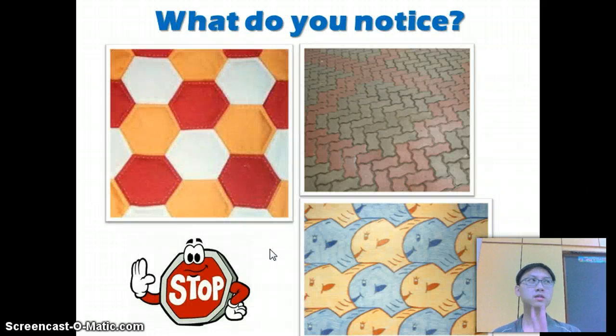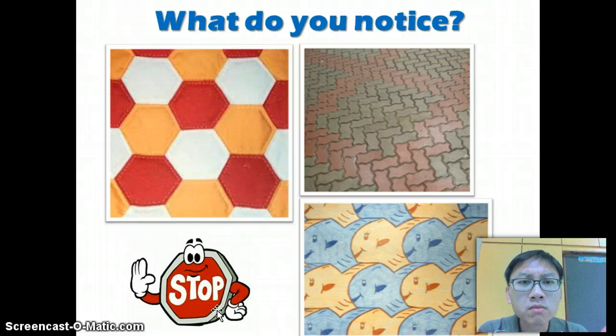But first, I want you to look carefully at these three pictures, and I want you to pause to think about something. Look at them very closely and ask yourself, what do you notice? What is common about all three pictures? There is something that is common, and through this thinking and discussion with yourself, you will figure out some of the concepts of tessellation. So I want you to think about it.